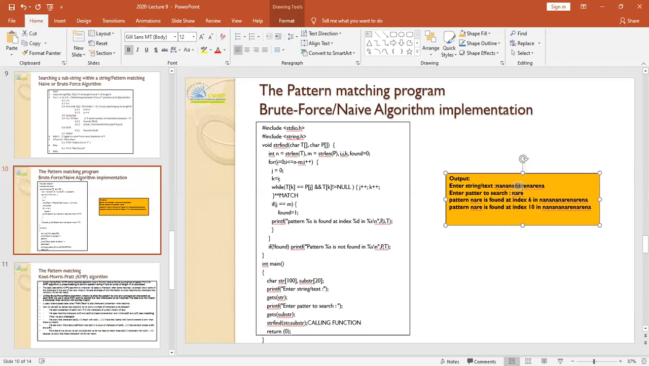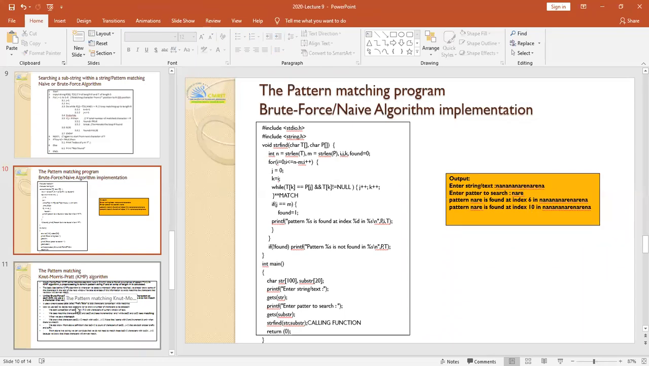So N with N, A with A, R with R, E with E, both are matching. At that time we take where the matching strings are. It is matching at the sixth character, and again it is matching at the 10th character. See here, NARE is matched here, and again NARE is matched here. So that's why it is matched at index 6 and index 10. Understood?